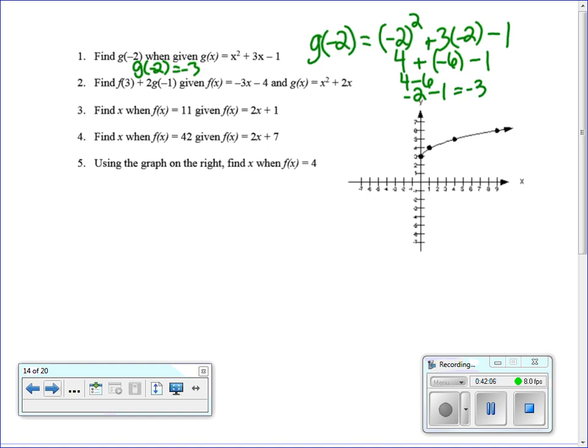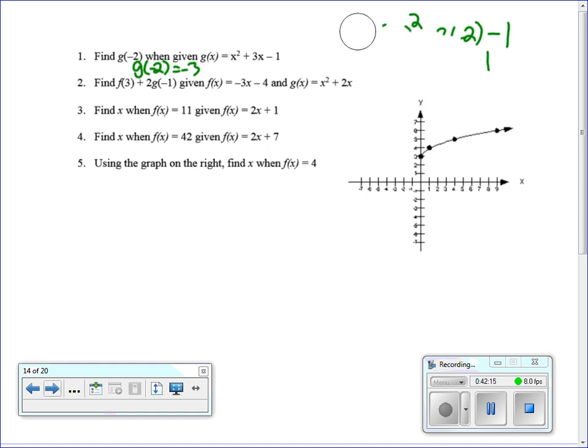When we look at the second one where it says find f of 3 plus 2g of negative 1, what you do on this one is, again, both of those values are on the inside. Evaluate f of 3 and g of negative 1 first, then add the 2 that's on the outside. Worry about this plus 2 part in a minute. So f of 3 would be evaluating f of x for x being 3. So f of 3 would be the same thing as negative 3 times 3 minus 4. Negative 3 times 3 is negative 9. Minus 4 gives you negative 13. So f of 3 would be negative 13.